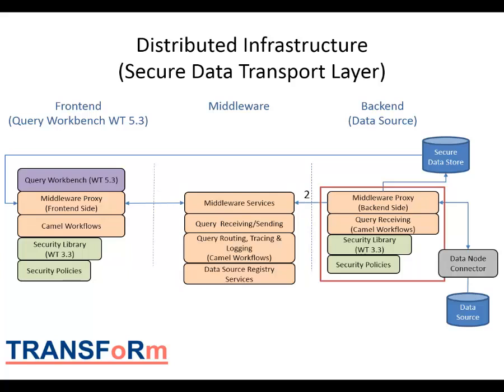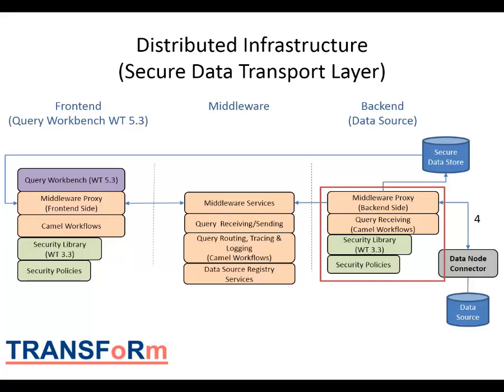The final component of the infrastructure is at the data source, where the back-end proxy manages the workflow. This proxy pulls queries from the middleware node by periodically sending requests for new queries intended for its specific data source. Once a new query arrives, the proxy unencrypts the query using the integrated security library. The library also returns a status message to the middleware node as the query passes through the workflow. Once ready, the query is passed to the data node connector, which will execute the query against the data source.